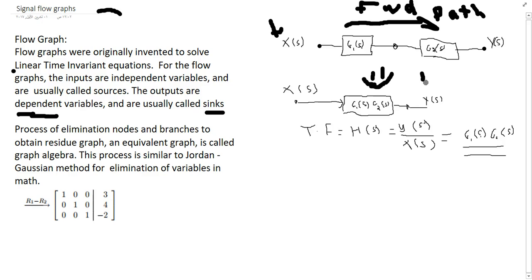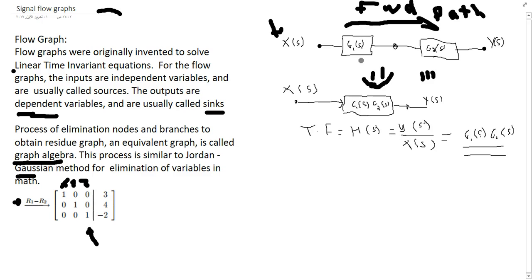We make them equivalent, and this is called graph algebra. Of course, this process is similar to the Jordan-Gaussian method you remember from math for elimination of variables. You remember subtracting row from row in the matrix until the result comes out, substituting again and again.